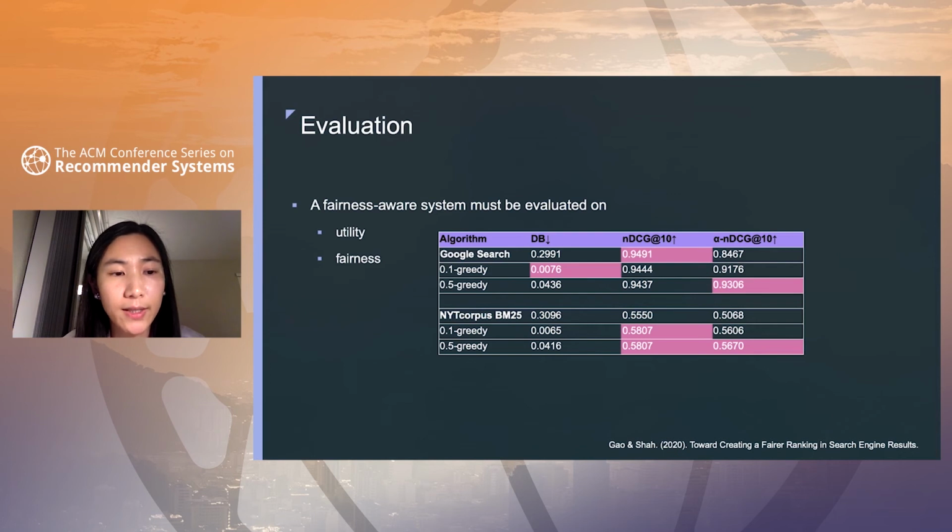So this implies that with a good fairness-aware strategy, we are able to improve fairness without sacrificing utility. In fact, what's better is a good strategy can help us improve fairness and improve utility at the same time.